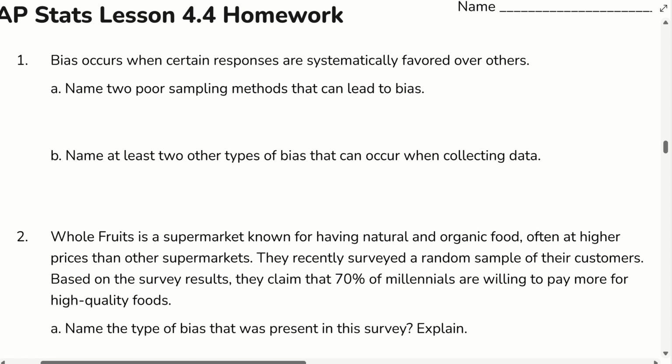All right, so we're at part 4 now. So let's take a look. So this one is about bias, like different types of bias. Bias occurs when certain responses are systematically favored over others. Name 2 poor sampling methods that could lead to bias. The 2 methods that we talked about in class, convenience and voluntary response.